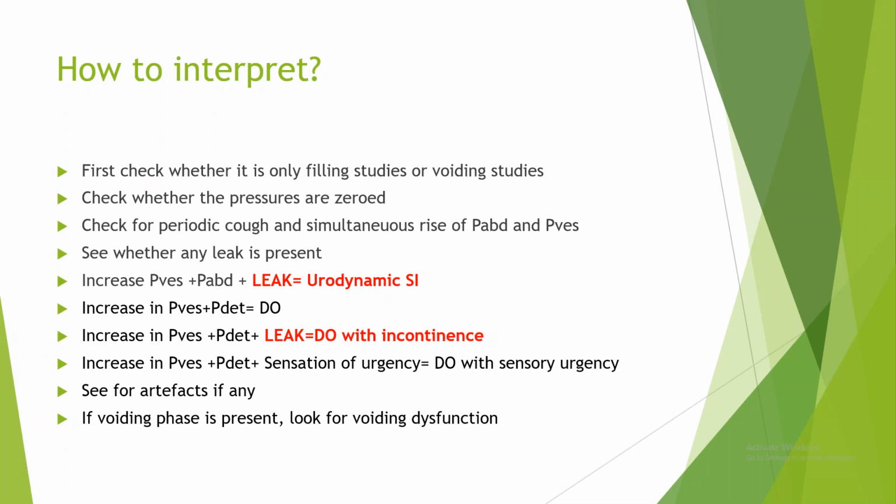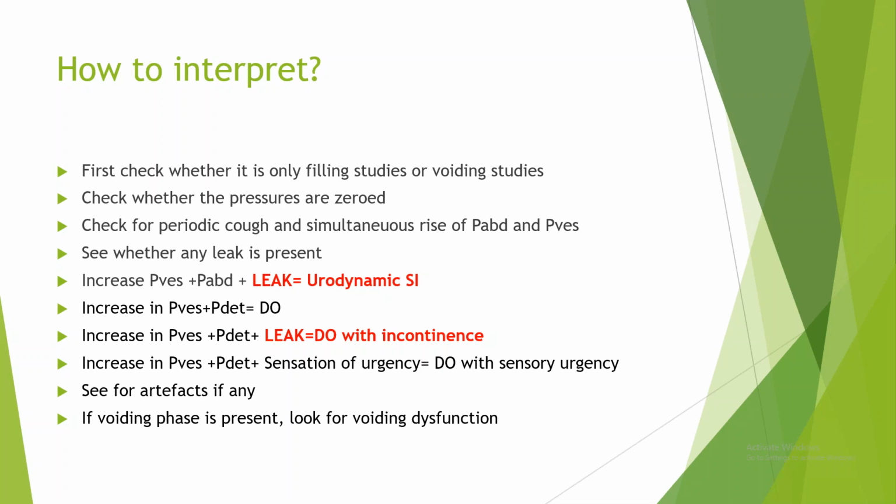First and foremost, once you know that this is the graph, we have to see whether any leak is present or not. Now, if there is a leak and a rise in the vesical and abdominal pressure, it will be urodynamic stress incontinence. And if there is a leak and rise in the vesical and detrusor pressure, it will be detrusor overactivity with incontinence. And if there is no leak but a rise in vesical and detrusor pressure, it is detrusor overactivity.